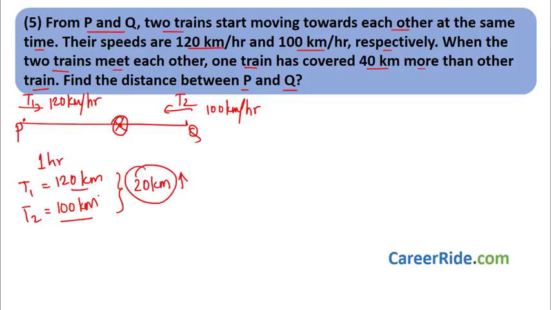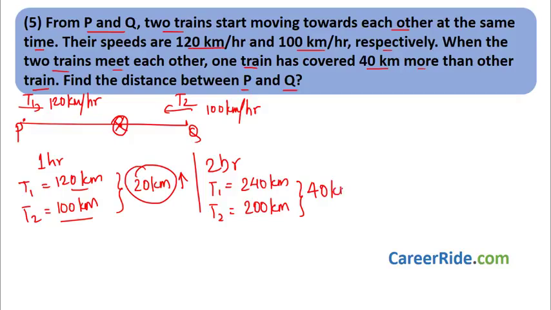Now let the trains travel for 2 hours, not 1 hour but 2 hours. T1 will cover how much? 120 kilometers plus 120 kilometers, that is 240 kilometers. T2 will cover how much? 100 plus 100, 200 kilometers. What is the difference between the distances? 40 kilometers. That means T1 covers 40 kilometers more than T2. That is nothing but our given condition.